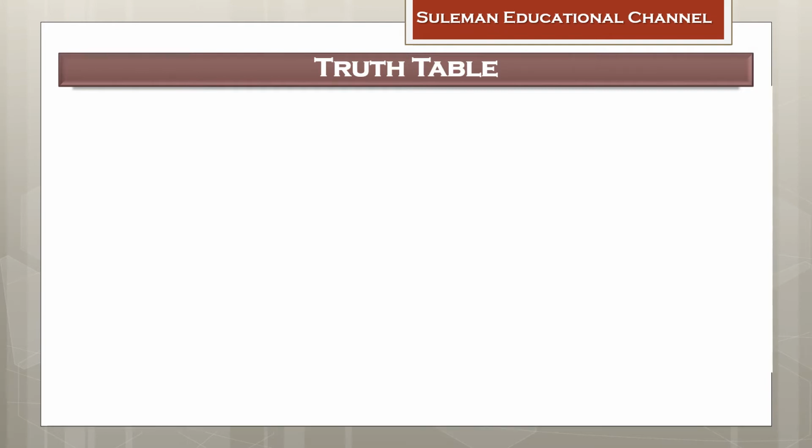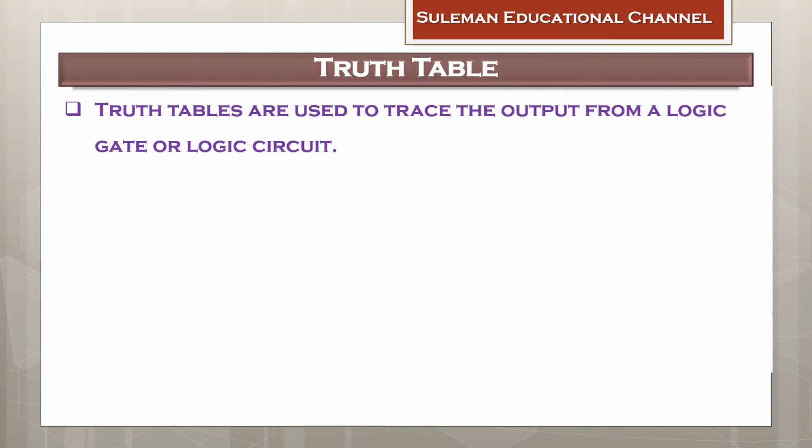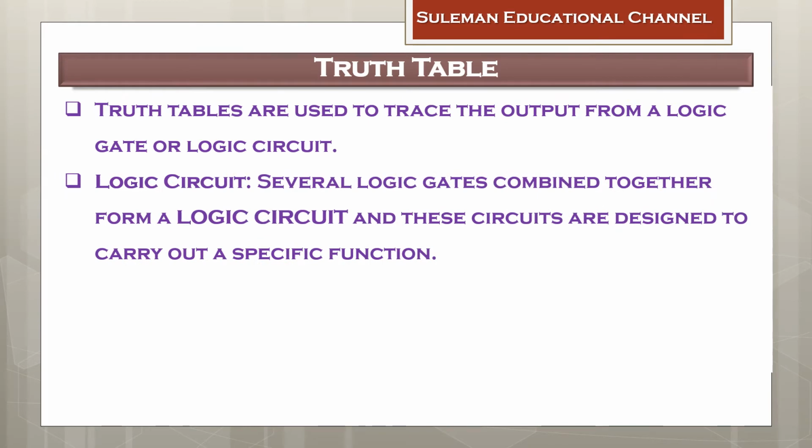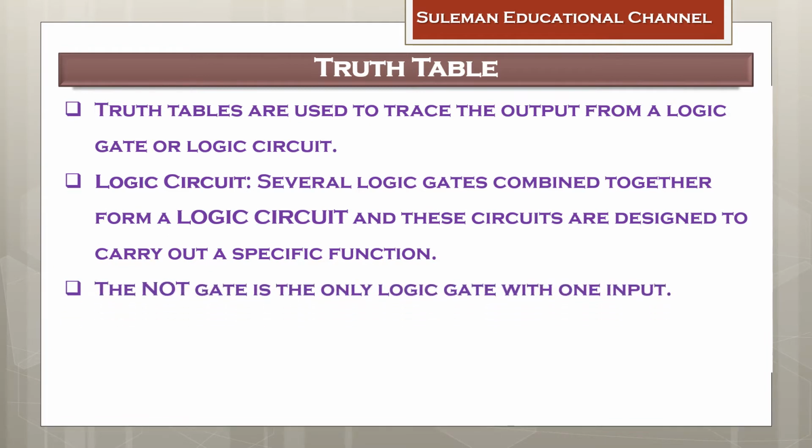Now, after discussing the types of logic gate, we will discuss what a truth table is. The purpose of using truth table is to trace what will be the output if a certain input is given. Truth table is designed for logic gates and logic circuits. A logic circuit is a combination of 2 or more logic gates. Keep in mind that NOT gate is the only logic gate that takes 1 input, whereas the other 5 gates take 2 input.